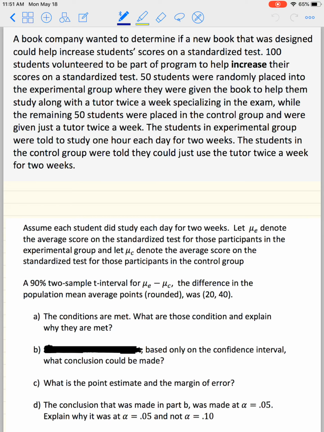So here I wrote a 90% two-sample t-interval for mu e minus mu c. The difference in the population mean average points, rounded, was 20 to 40. I just made these numbers really nice so we could get the understanding of it, okay? So 20 to 40. I said the conditions are met. What are those conditions? Explain why they are met.